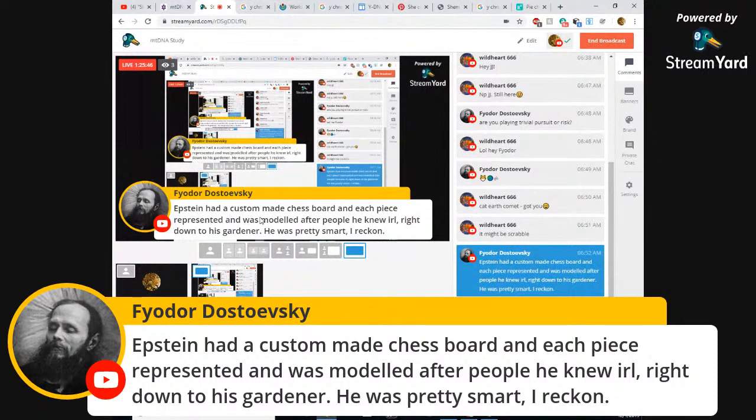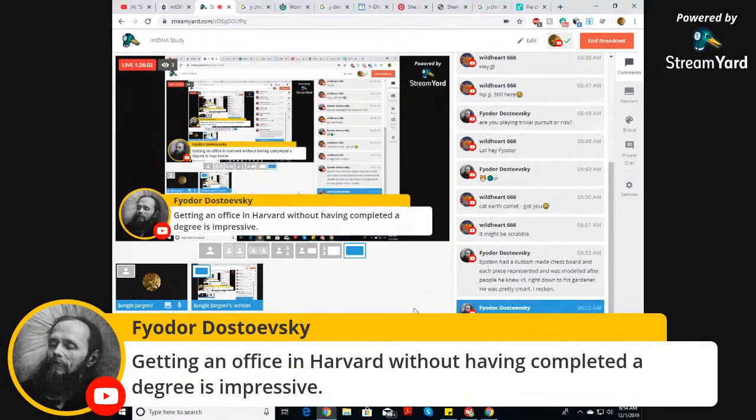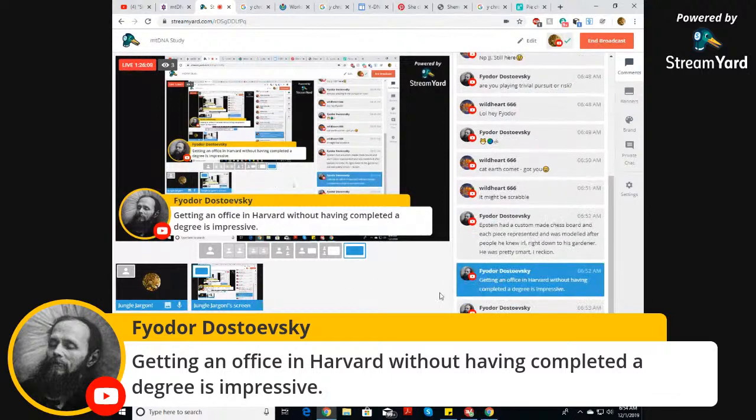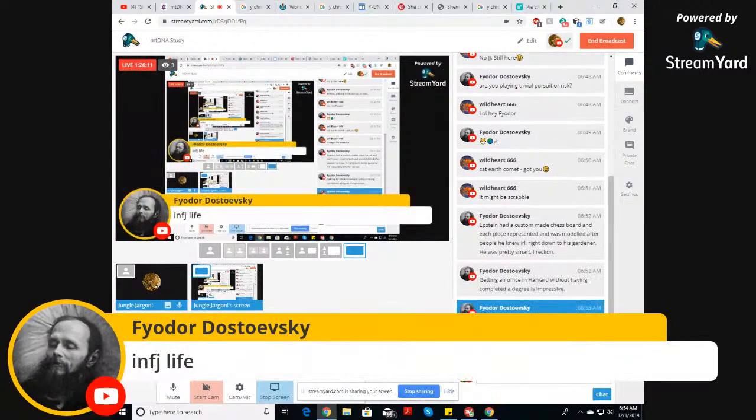Okay, Epstein had a custom-made chessboard, and each piece represented and was modeled after people he knew in real life, right down to his gardener. He was pretty smart, I reckon. Getting into Harvard without having completed a degree is impressive. Yeah, INFJ is the personality type.